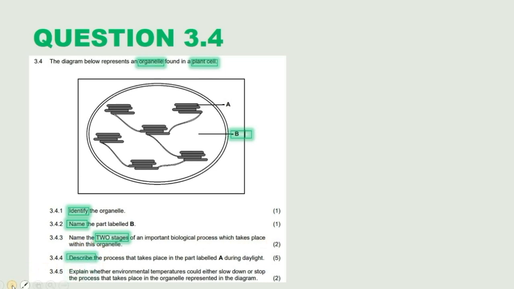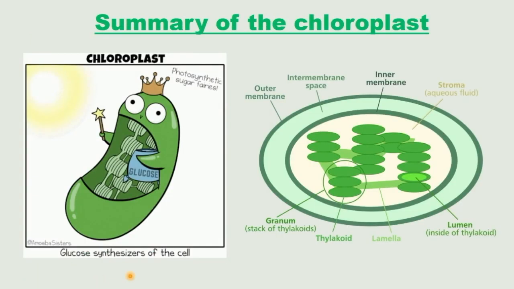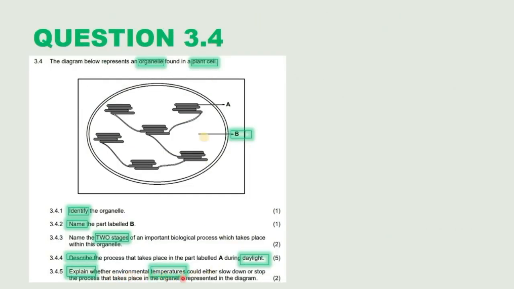Then question 3.4.4 says describe the process that takes place in the part labeled A. So you have to identify the process over here, and then you need to describe it for 5 marks. And this takes place during the day. So that's also a clue to which phase takes place there. Then the next question, 3.4.5, says explain whether the environmental temperature could either slow down or stop the process that takes place in the organelle represented over here.